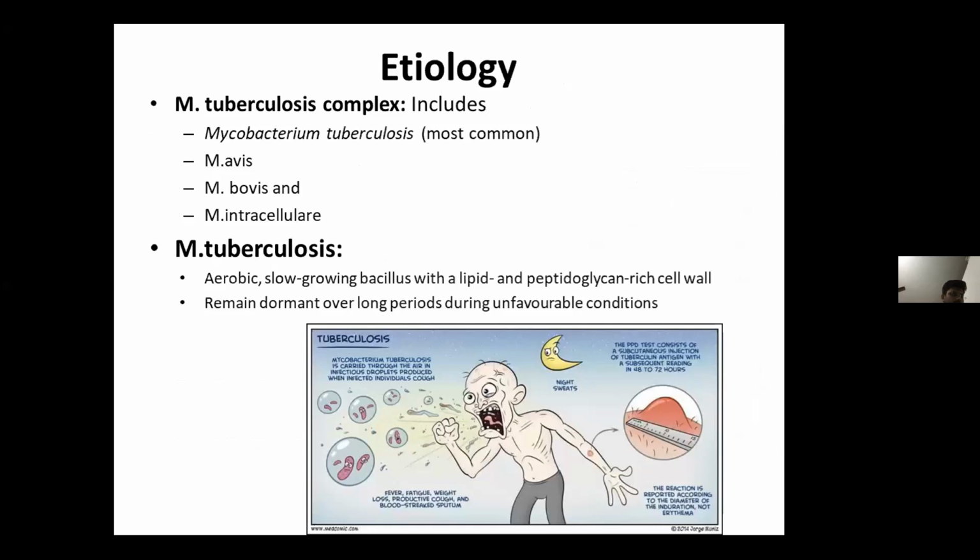Etiologically, it is the Mycobacterium tuberculosis complex, of which Mycobacterium tuberculosis species is the most common bacillus. It's an aerobic, slow-growing bacillus with a lipid and peptidoglycan-rich cell wall. The characteristic feature of this tuberculous bacillus is that it remains dormant over a long time during unfavorable conditions, and when conditions are favorable, it has the capacity to become active again. And therefore it actually stays in different stages. So that makes the drug therapy more complicated.